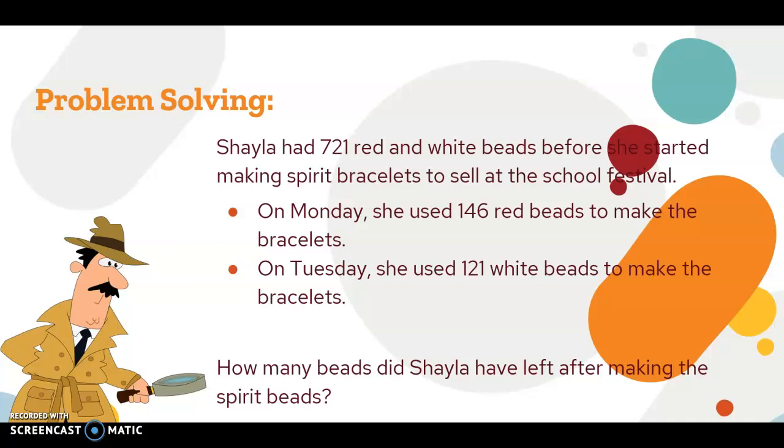So, what I want you to do, I want you to read it again to yourself. I want you to think about the important clues that we need to highlight in our problem. Look for those action words that are going to give us those hints on which operation we need to use to help us plan to solve our problem.